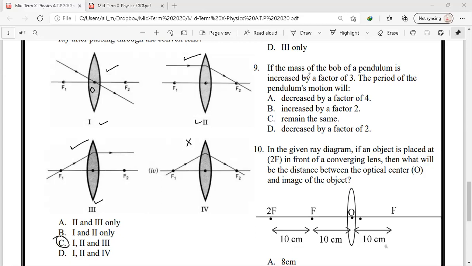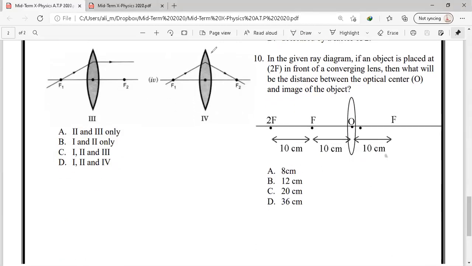Question number 9. If the mass of the bob of a pendulum is increased by a factor of 3, what will be the effect on the time period of the pendulum? We know that time period is independent of the mass, so the time period will remain the same. So the correct option is option C.